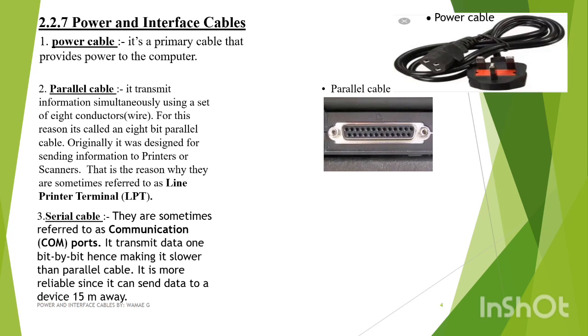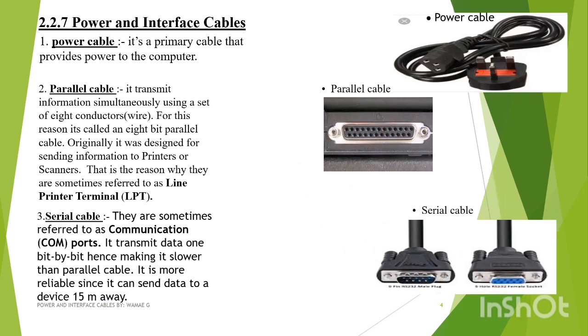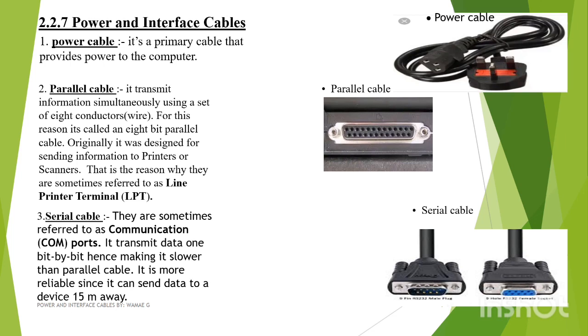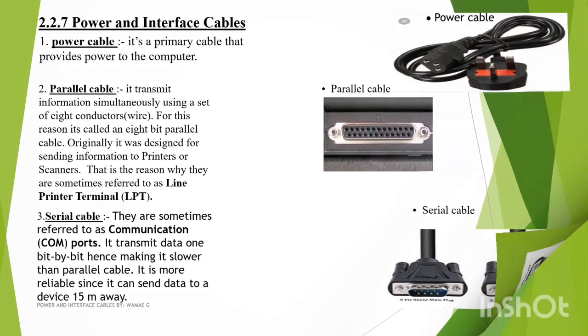Number three, the serial cable. They are sometimes referred to as communication ports. It transmits data bit by bit, hence making it slower than the parallel cable. It is more reliable since it can send data to a device 15 meters away. Actually, that's a major difference between the parallel cable and the serial cable. These are the photos of a serial cable and a serial port, clearly shown there.